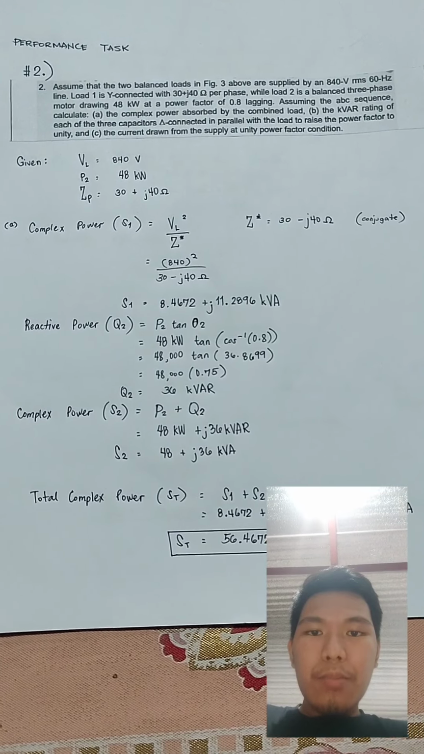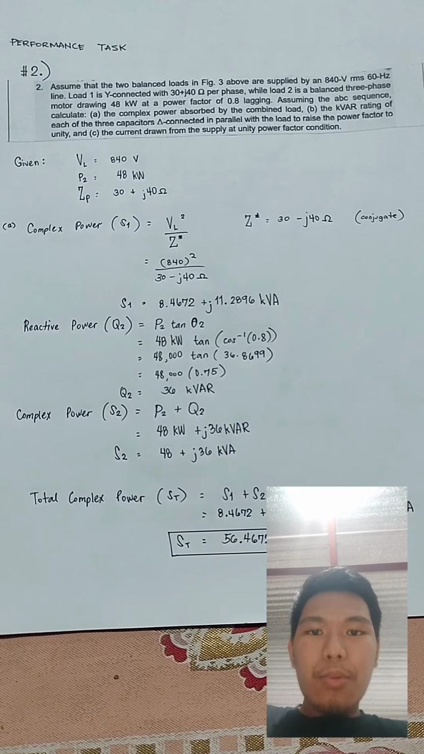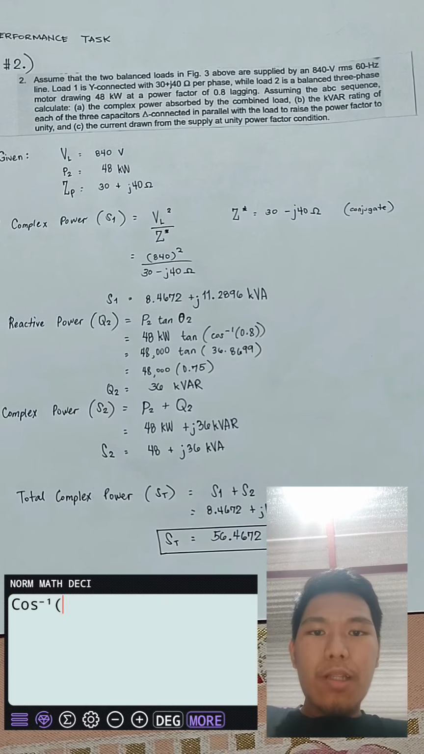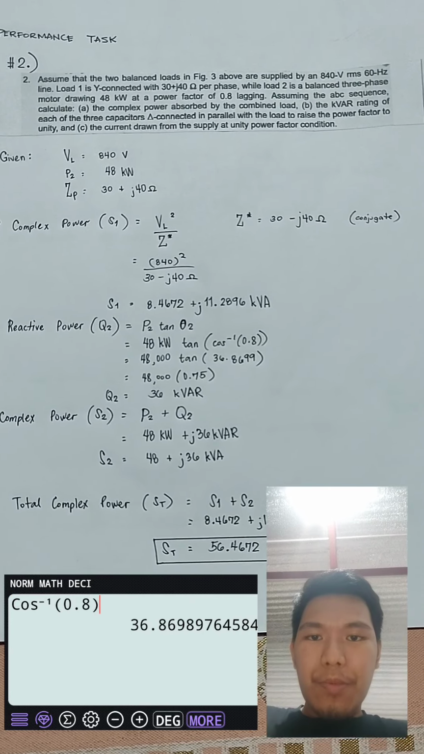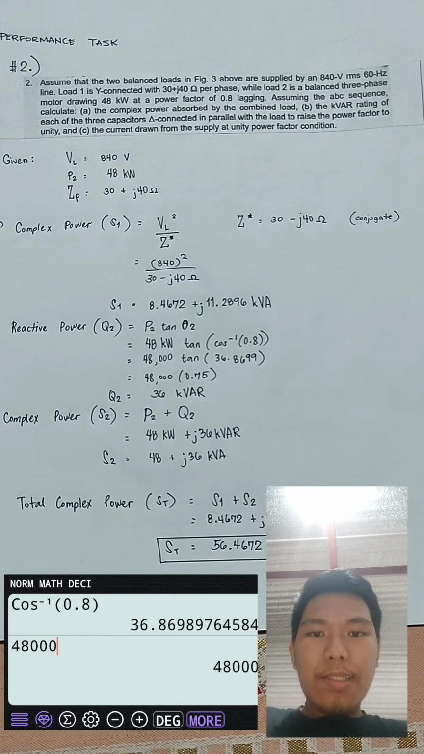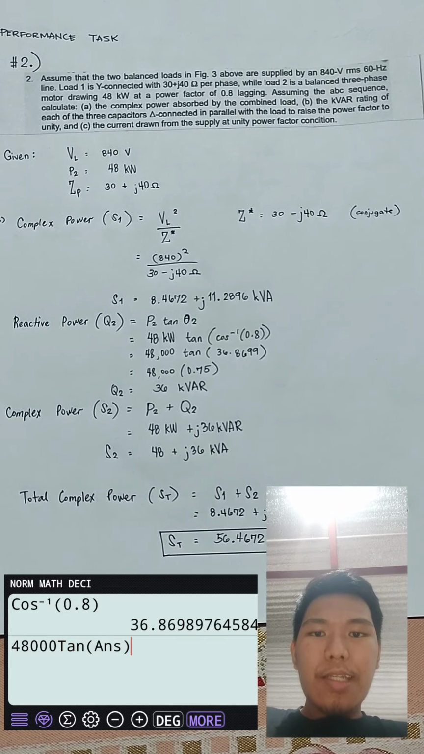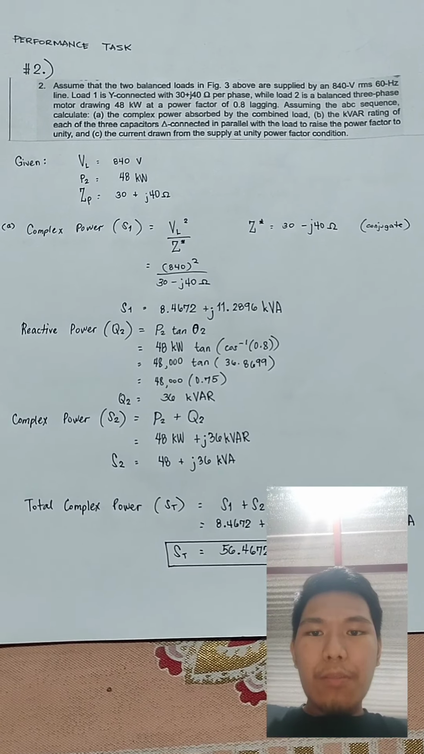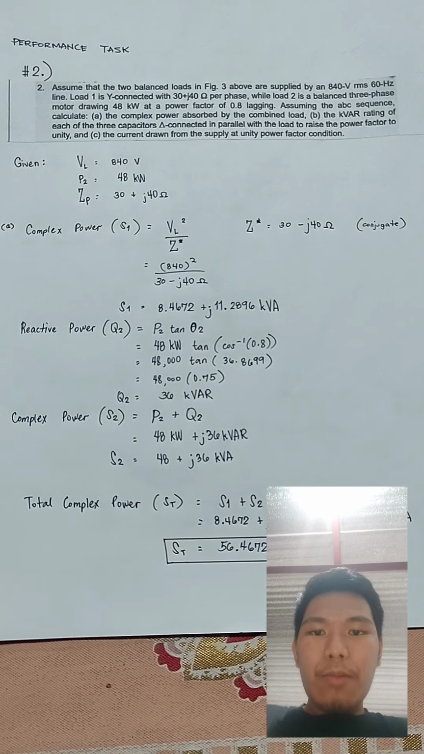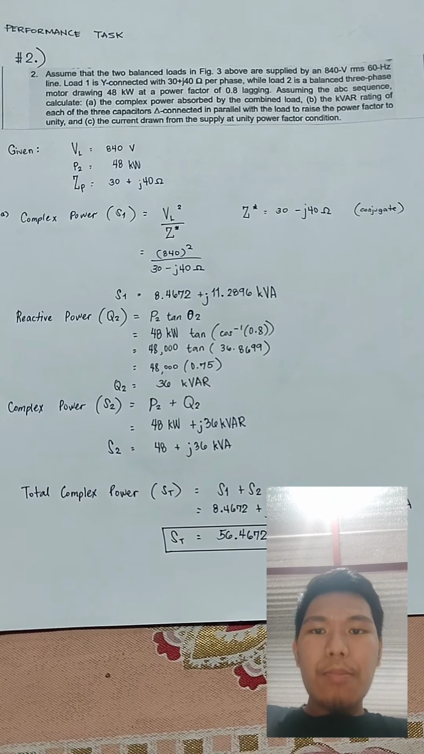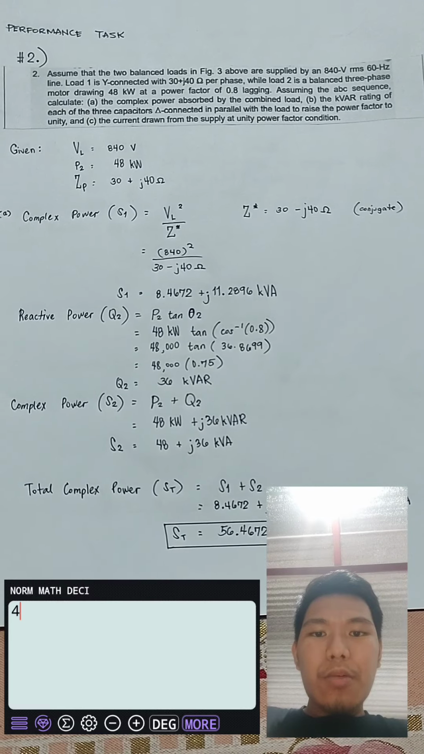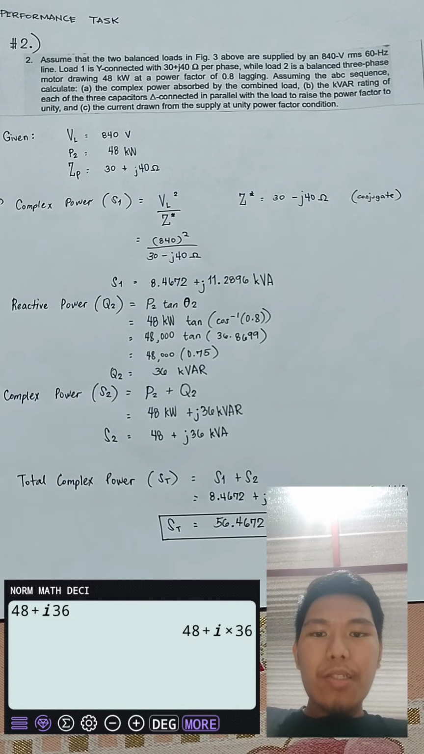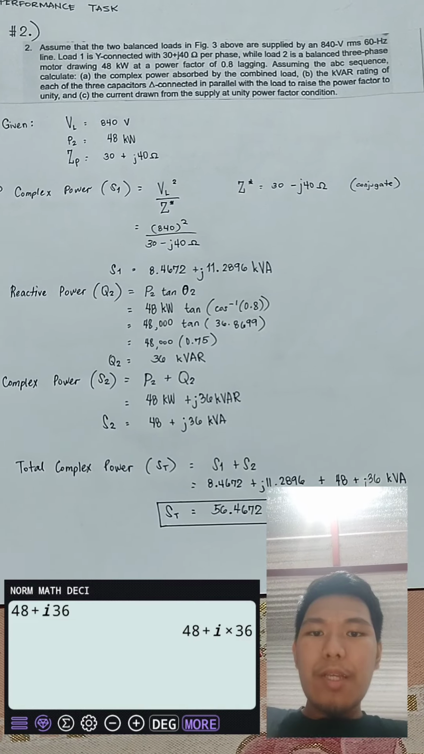For our complex power S2, we need to get the reactive power Q2. Q2 equals P sub 2 tan theta sub 2, which is equal to 48 kilowatts times tan of cos raised to negative 1 of 0.8, or 48,000 watts times tan 36.8699 degrees, equal to 36 kVAR. Now for our complex power S2, we have the formula P sub 2 plus jQ2: 48 kilowatts plus j36 kVAR, which is equal to 48 plus j36 kilovolt ampere.